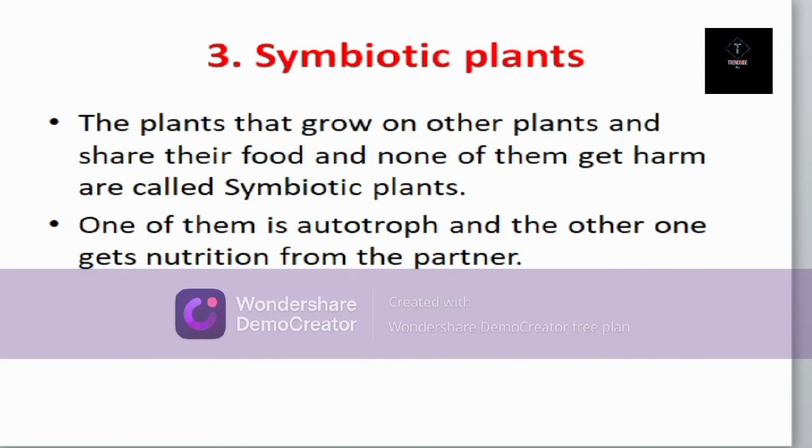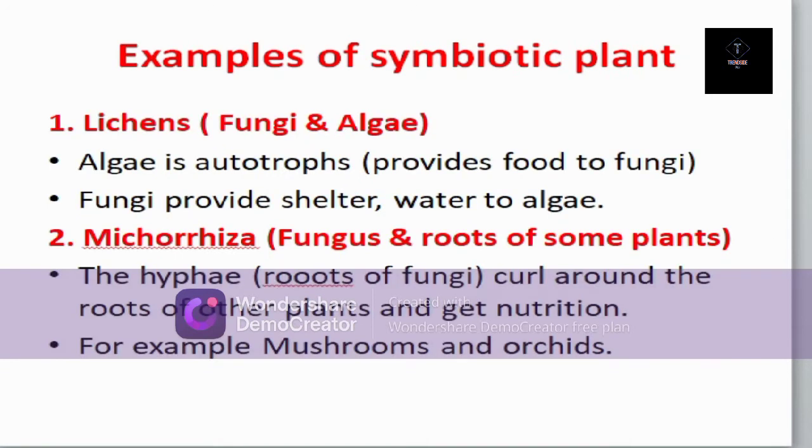One of them is an autotroph and the other one gets nutrition from the partner, and the second one will give some shadow or shelter to the autotrophic plant. So this is the association. Here are some examples of symbiotic plants, like lichens and mycorrhizae.